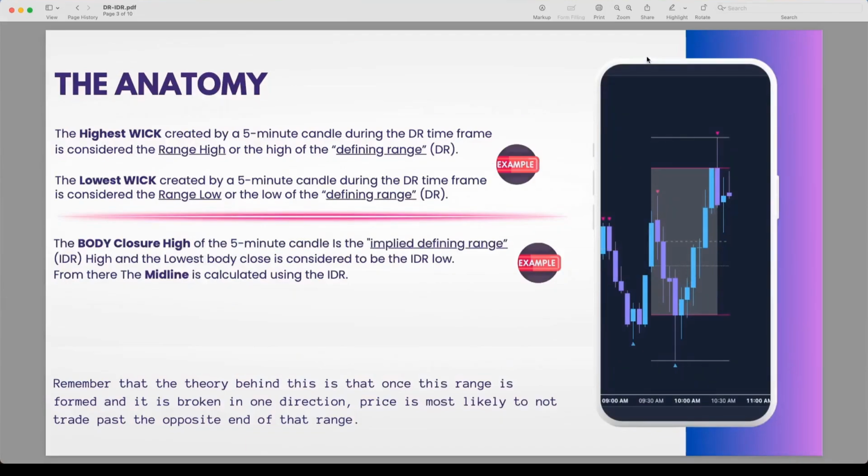Alright, so now let's start with the anatomy of this concept. The highest wick created by a 5-minute candle during the DR time frame is considered the range high, or the high of the defining range. And the lowest wick created by a 5-minute candle during the DR time frame is considered the range low, or the low of the defining range.